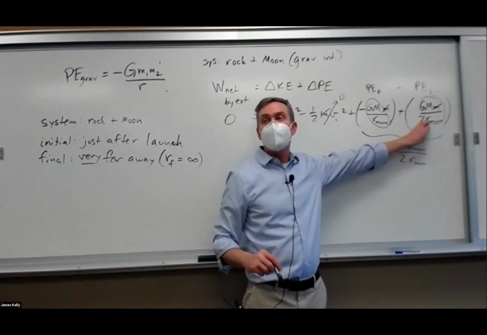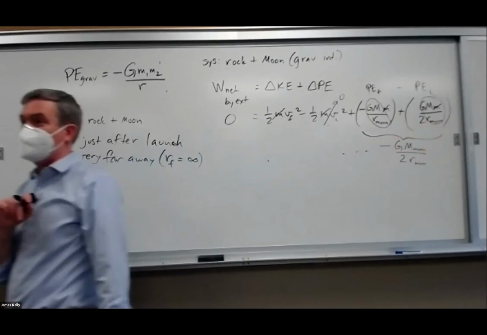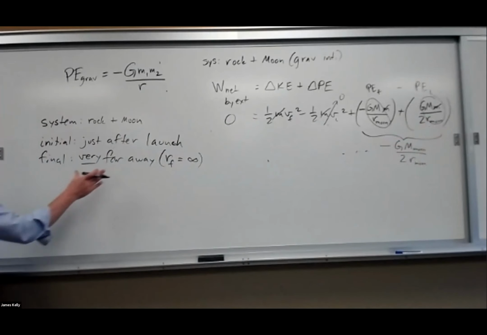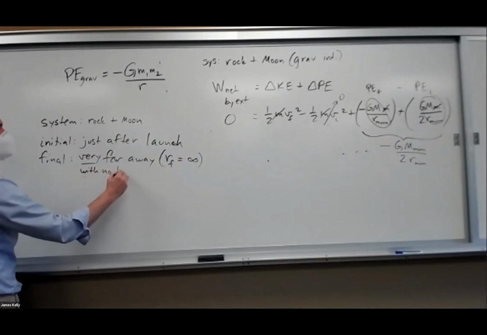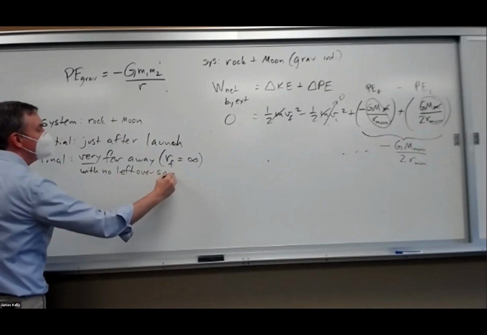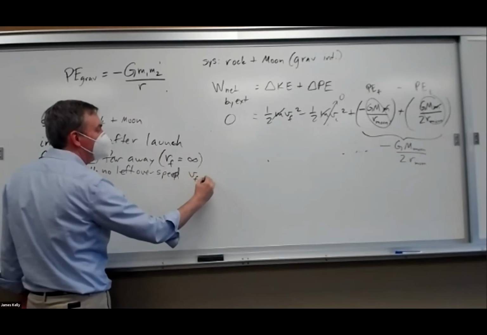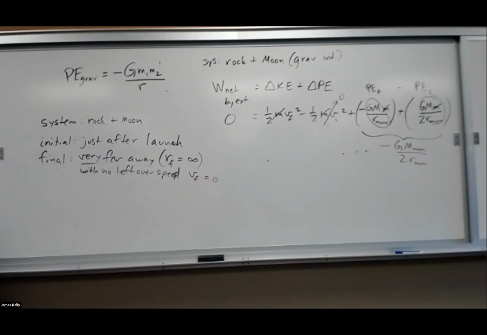That's okay. R final is infinity. It's going to be in the denominator. When you divide by a really large number, you get something that goes to zero. So that's easy. That's going to make your life easier. Very far away with no leftover speed. That means V final is equal to zero. So the final state is really far away with no leftover speed.